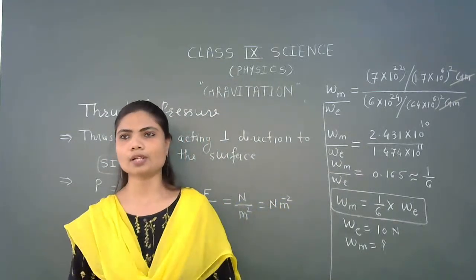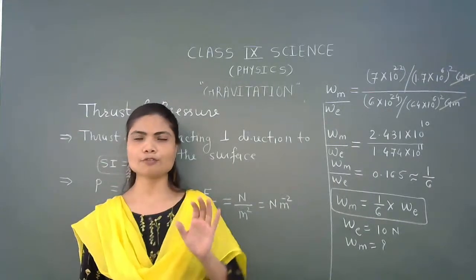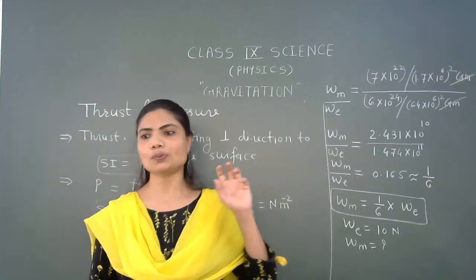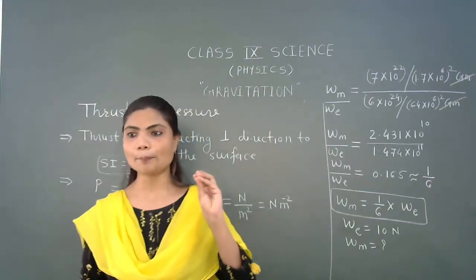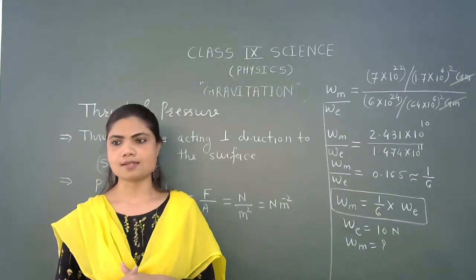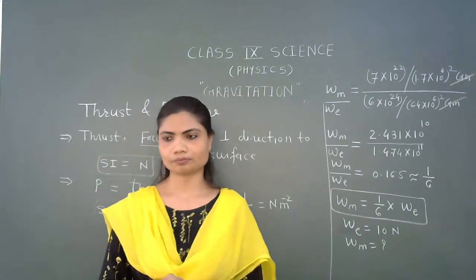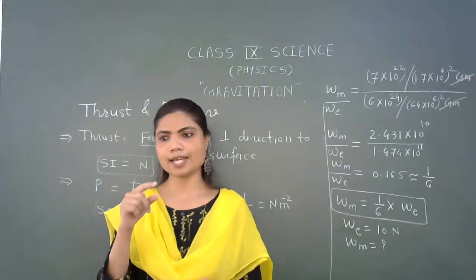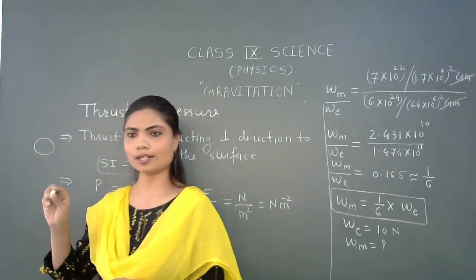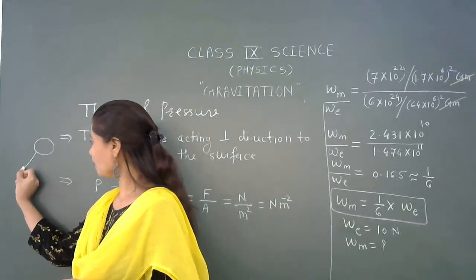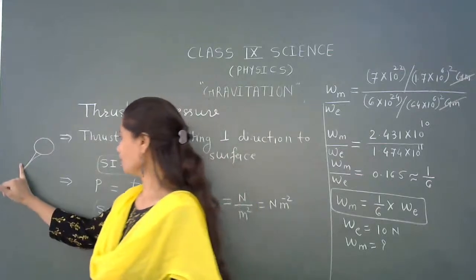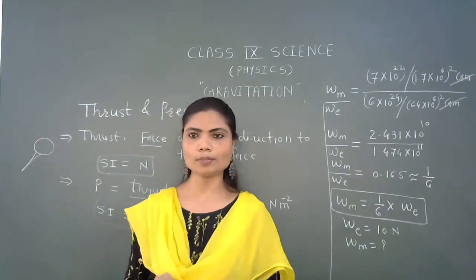Now come to the examples. If you are trying to paste a notice on a notice board, you want to paste a page on the notice board by the use of pins. Okay. So what do we do? The shape of the pin is such that it consists of a head which has a large area, and the pin then at the tip has a sharp and fine edge.